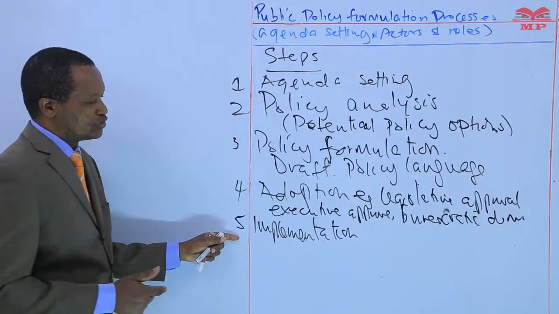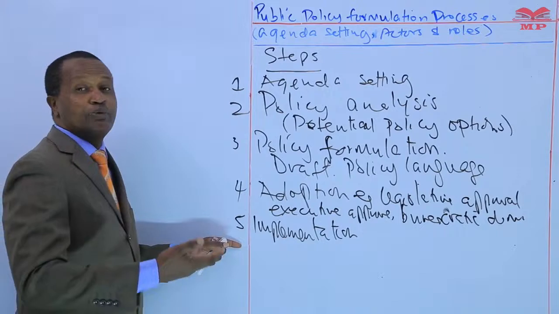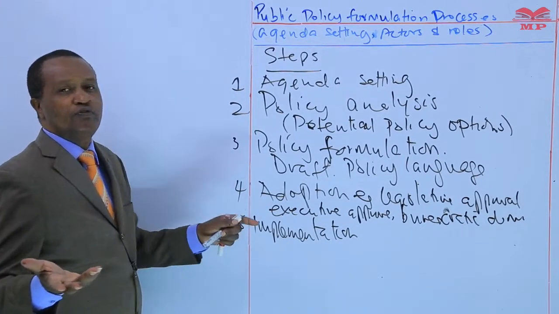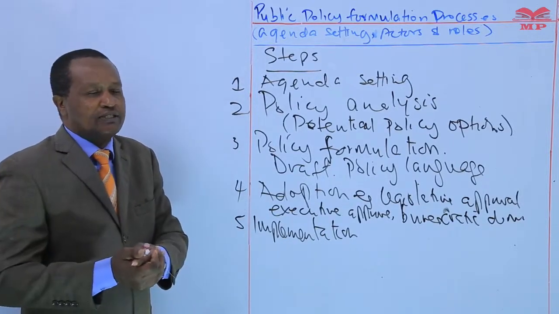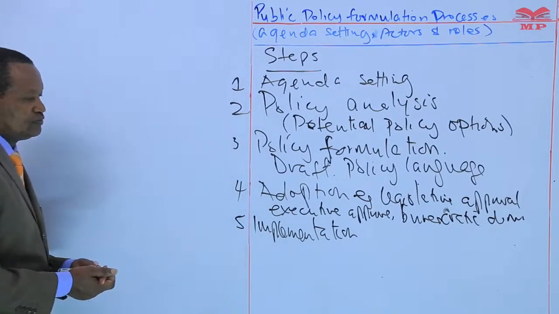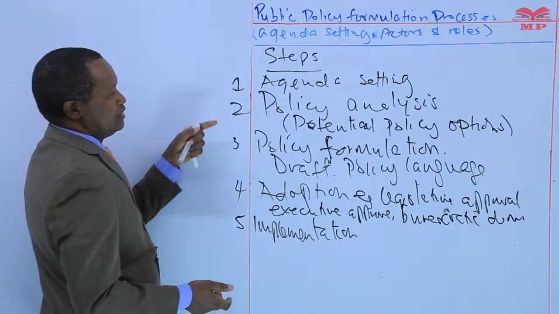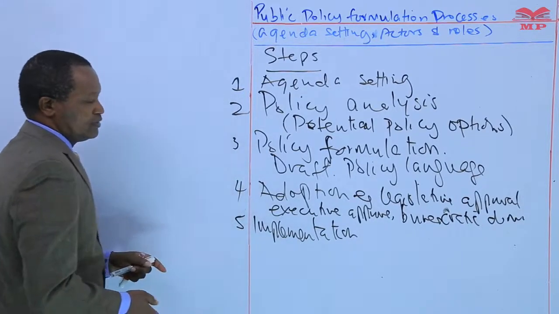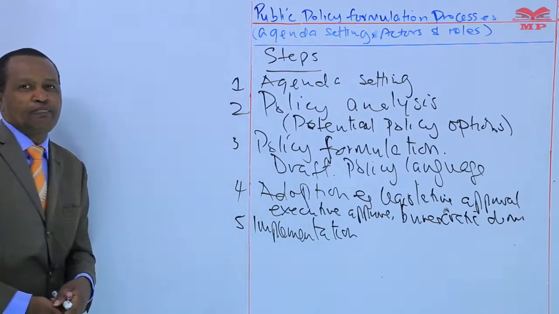And that implementation may involve developing regulations, creating programs. It may involve allocating resources. It may involve coordination among multiple actors, among different agencies of government, and so on. Implement the policy according to the original plan to solve the problem that necessitated the formulation of that policy.